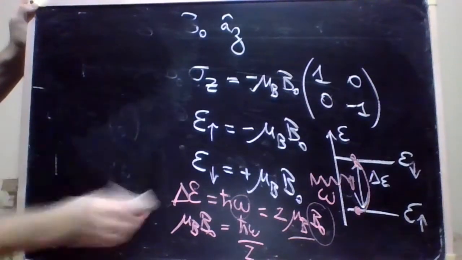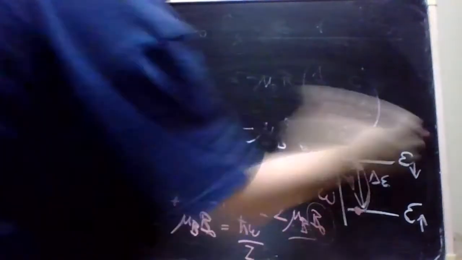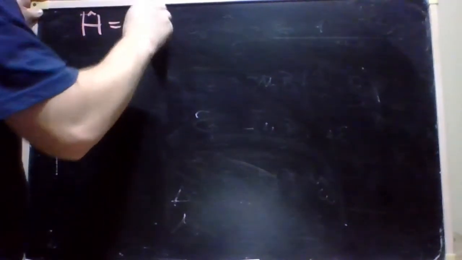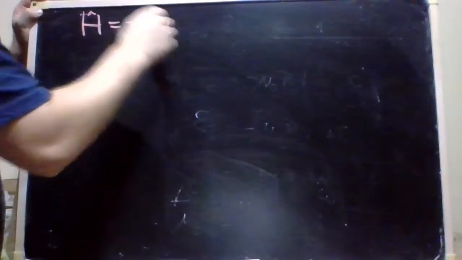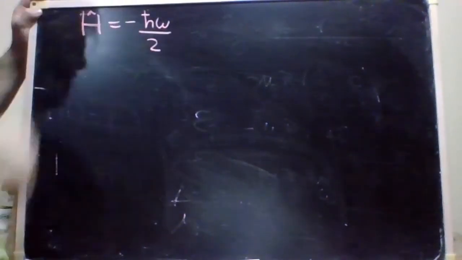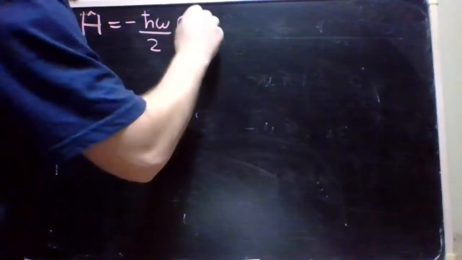All right, so we can write the Hamiltonian in the following way. H Hamiltonian is negative of h bar omega divided by 2, which is the previous constant, sigma z.